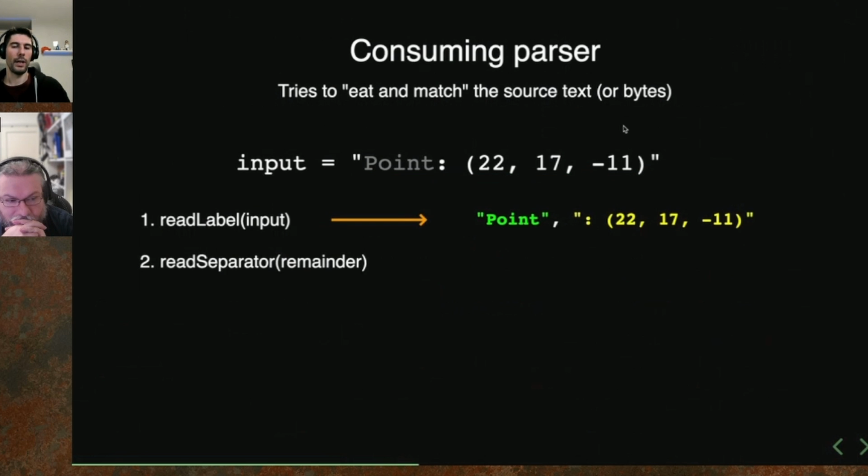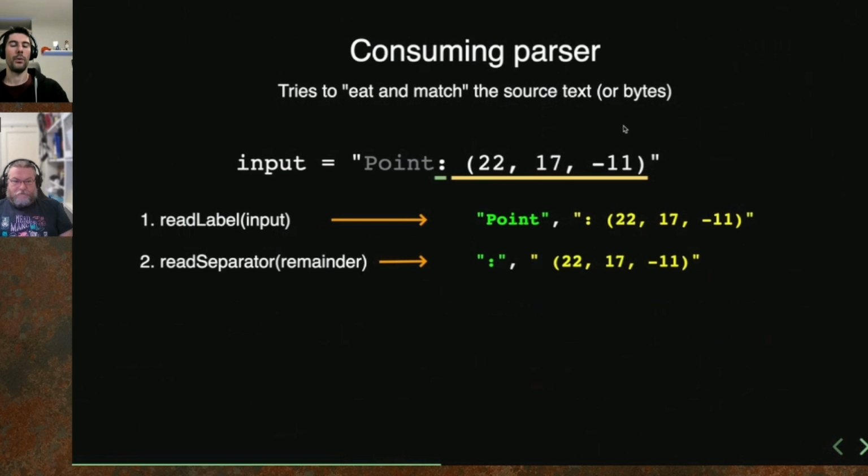So the next step could be, okay, now read the separator. We know there is going to be a colon with a space. So we might have some logic that, for instance, looks for the colon. Now that you parsed a label correctly, you need to see that there is a colon. And when you do that, the value that you are parsing is the colon. Whatever is the remainder is the space, parentheses, and the three numbers.